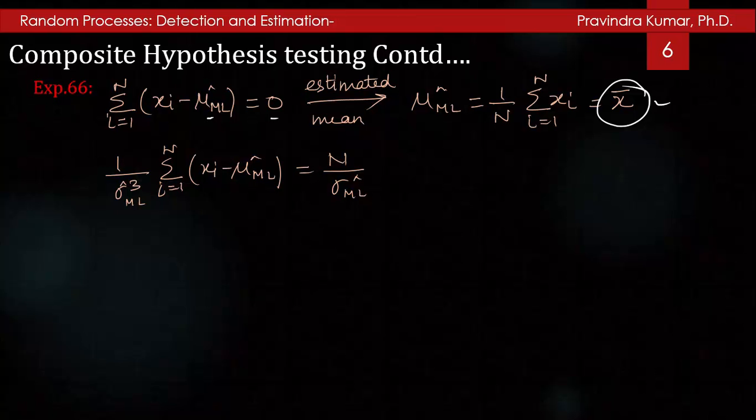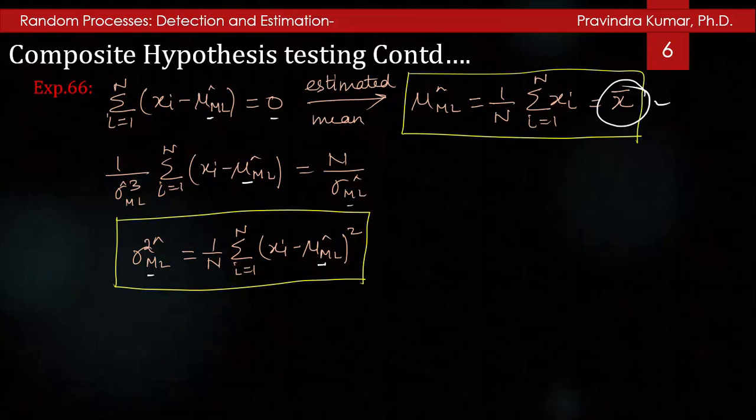From the second equation we will get 1 by sigma ML cap cube summation i = 1 to n (xi minus the estimated value of mu) equal to n by the estimated value of sigma. So from this you can conclude that the estimated value of sigma square will be 1 by n summation i = 1 to n (xi minus the estimated value of mean) whole square.